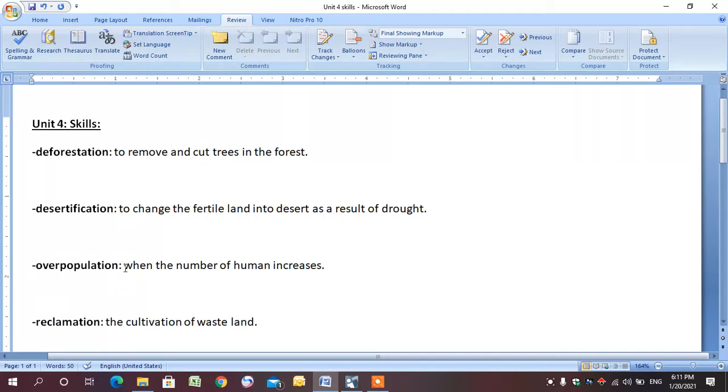Overpopulation means when the number of humans increases in the country, so this country is overpopulated. It means that there are a lot of people living inside this country, so it's overpopulation.